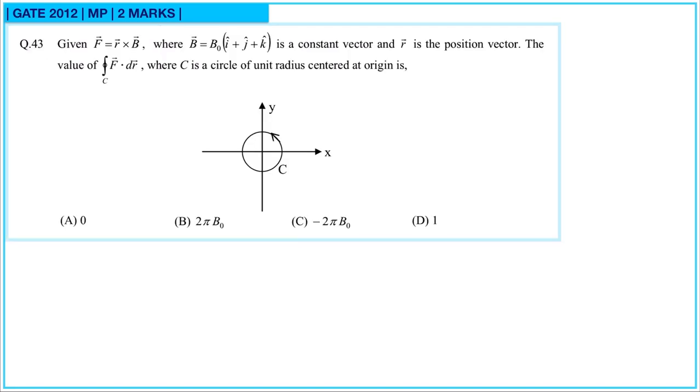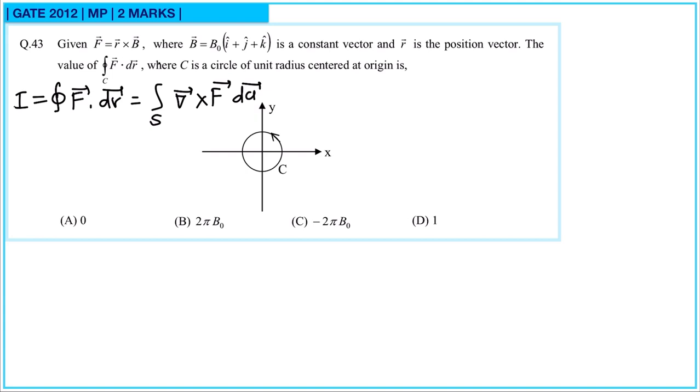Next, given f bar is equal to r bar cross b bar, where b bar is equal to b naught times i cap plus j cap plus k cap, a constant vector, and r bar is the position vector, the value of the integral f bar dot dr, where C is the circle of unit radius centered at the origin, is. Now this integral I is equal to the line integral over f bar dot dr bar. By Stokes' law, we can write it as the surface integral over curl of f bar into dA bar.